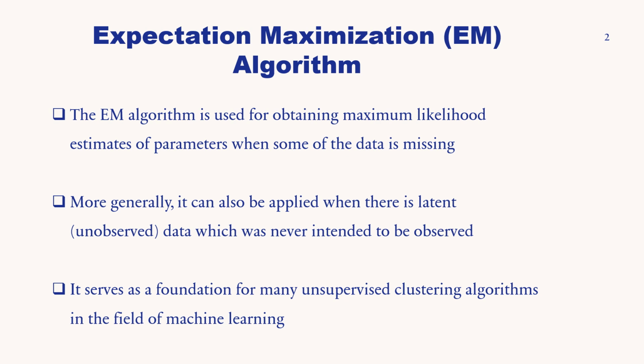The expectation maximization algorithm, the EM algorithm, is used for obtaining maximum likelihood estimates of parameters when some of the data is missing. More generally, it can also be applied when there is latent, that is, unobserved data, which was never intended to be observed. It serves as the foundation for many unsupervised clustering algorithms in the field of machine learning.